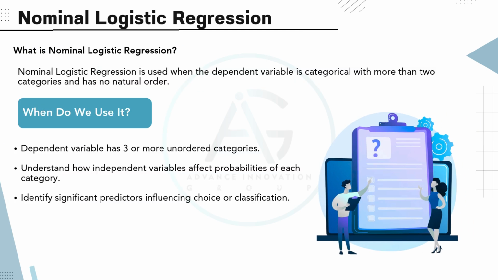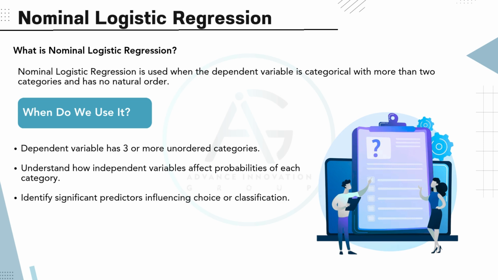Let's take a look at what nominal logistic regression is and when we use it. What is nominal logistic regression? Nominal logistic regression is used when the dependent variable is categorical with more than two levels, and these categories do not follow a natural order. Examples of such variables could include customer complaint types, product variants, preferred payment modes. These are names or labels and not ranked or ordered.